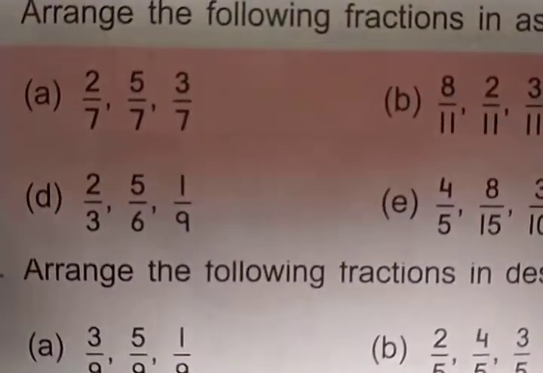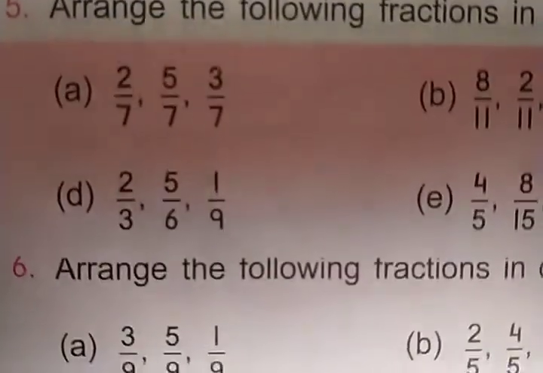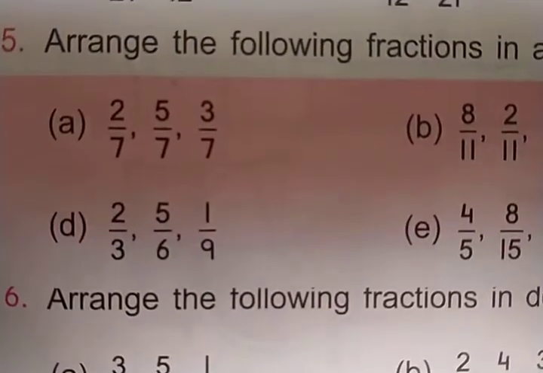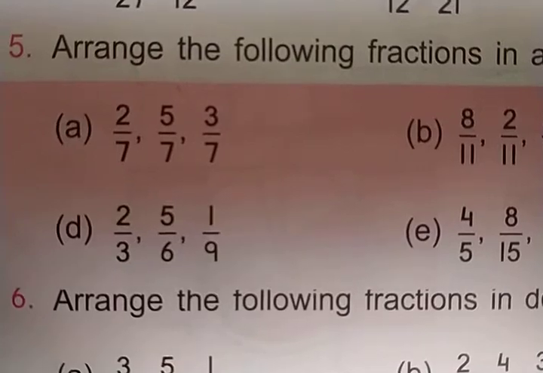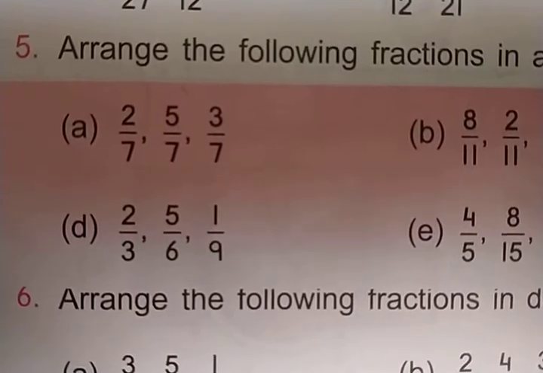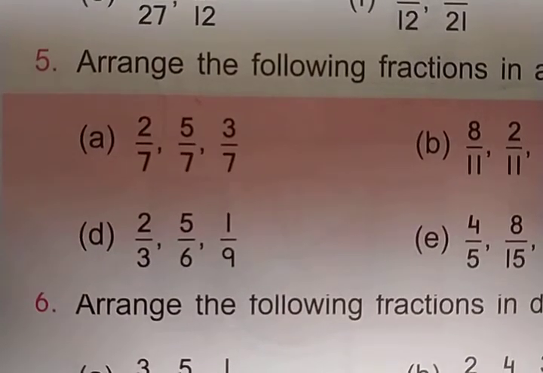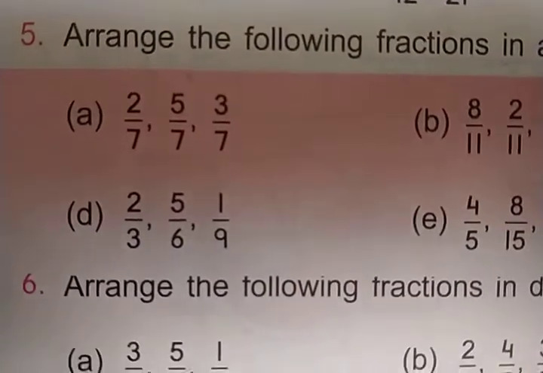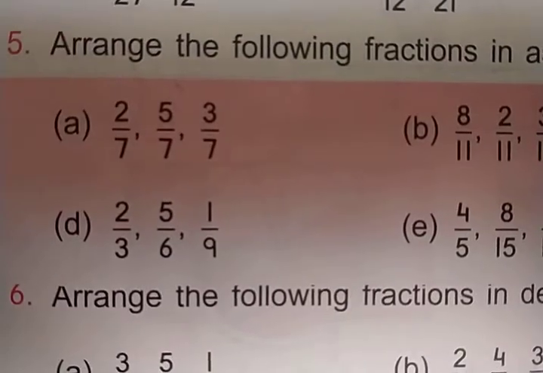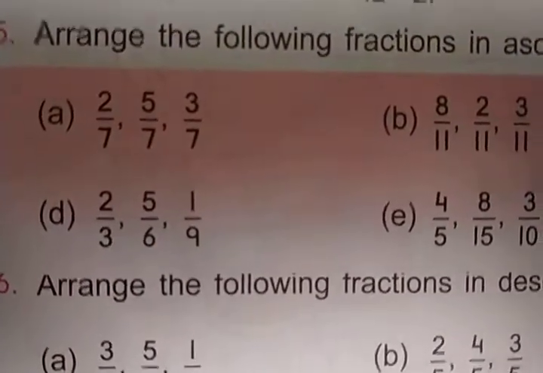Okay, I have started question 5 with part A. With part A you have to see this is a set of like fractions. If you see part A, 2/7, 5/7, 3/7 are like fractions. So you have to solve in your maths copy. Is that clear? So let's start our work.